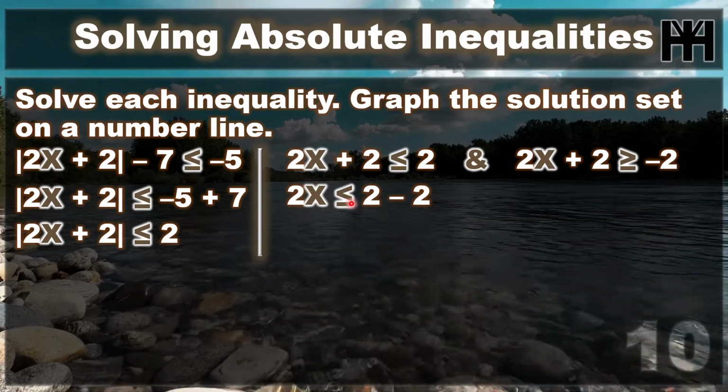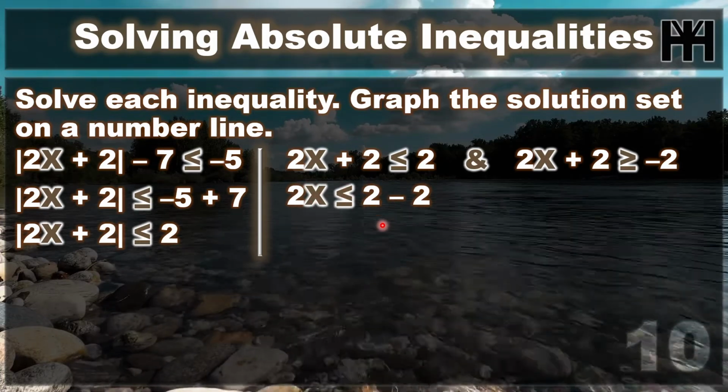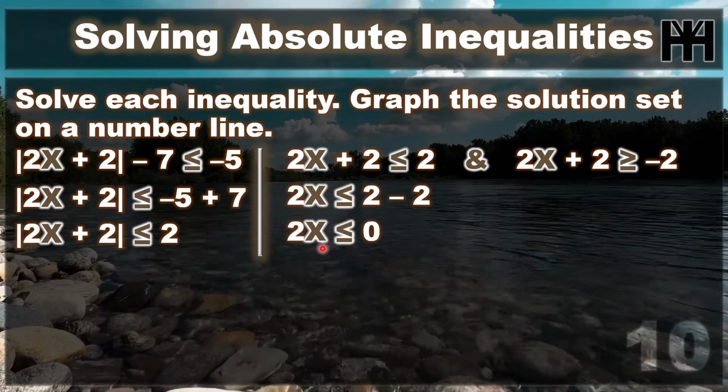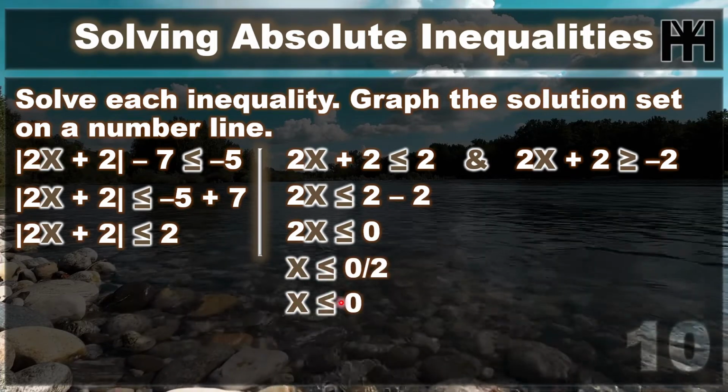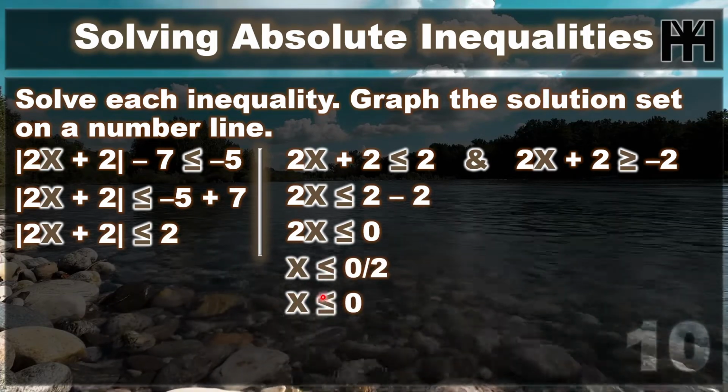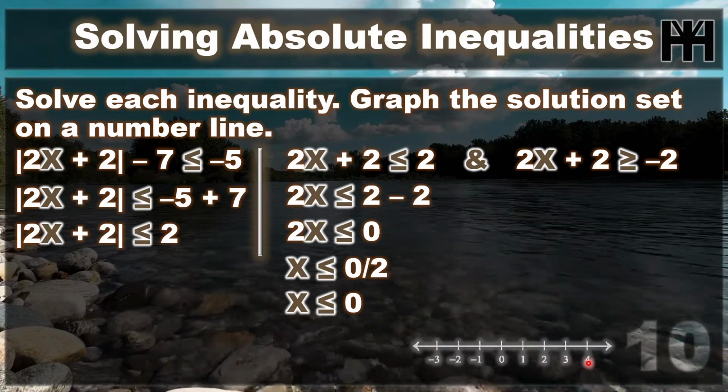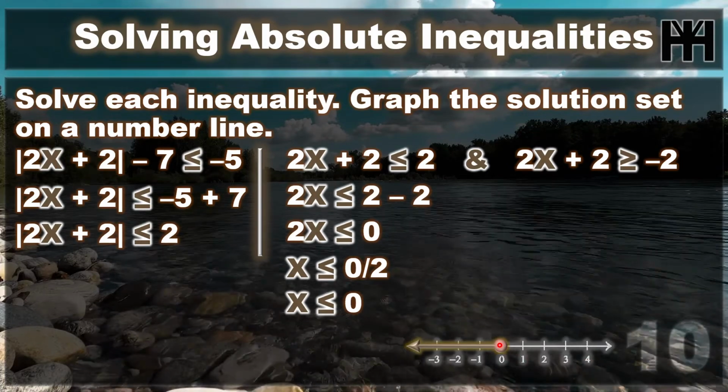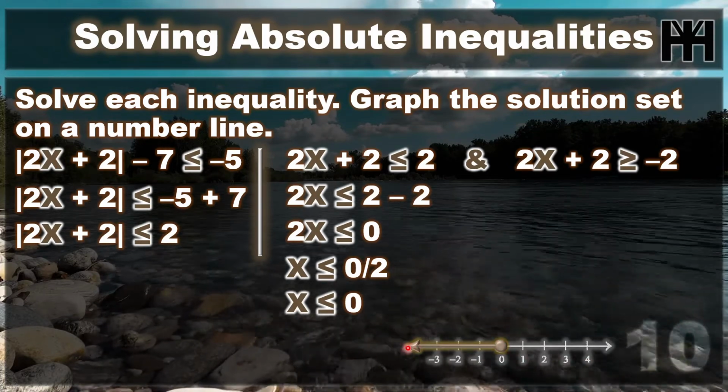So it's 2x smaller than or equal 2 minus 2. So it's 2x smaller than or equal 0. Of course, if we send the 2 to the other side, it will remain 0. So x is smaller than or equal 0. Let's draw that on the number line. So x will be smaller than or equal 0, so we'll move to the left.